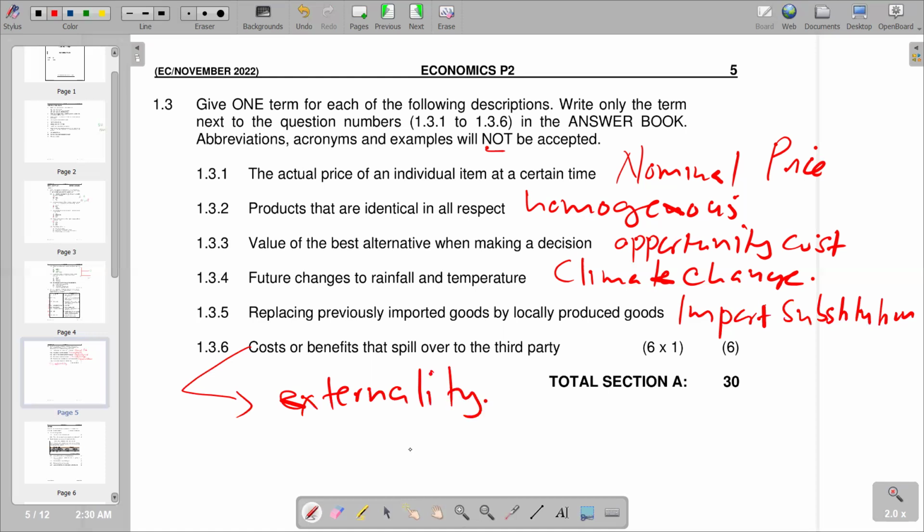And this marks the end of our question 1, and our question has 30 marks.